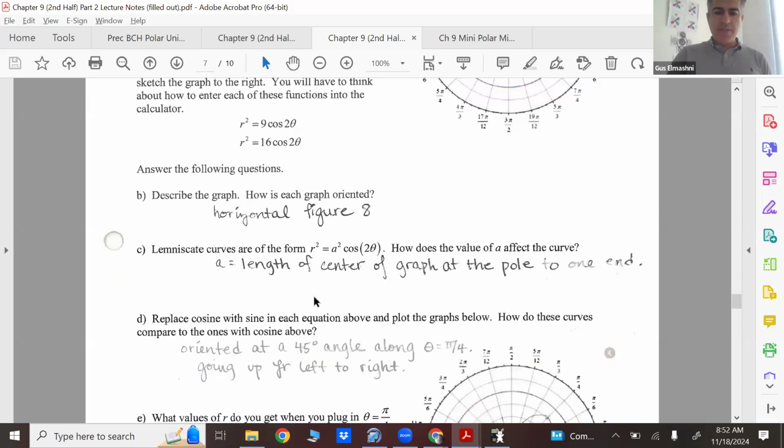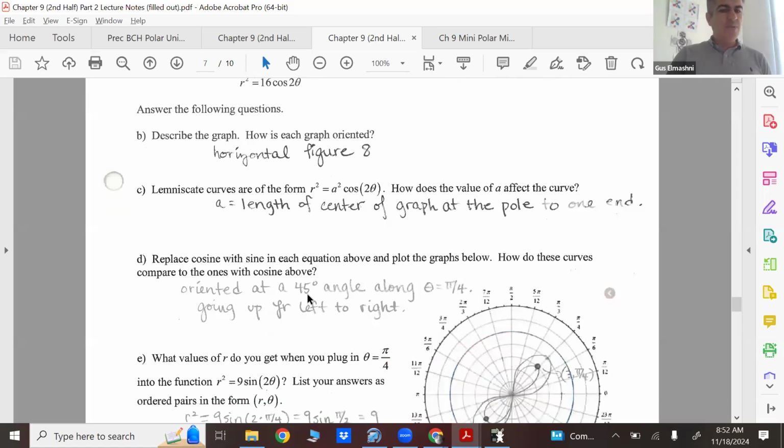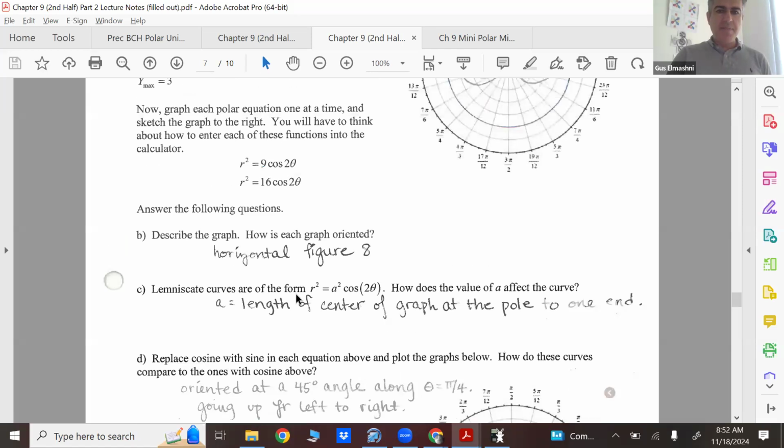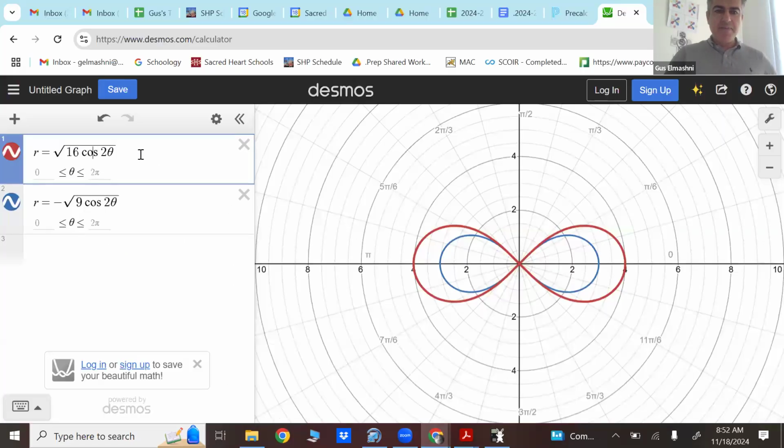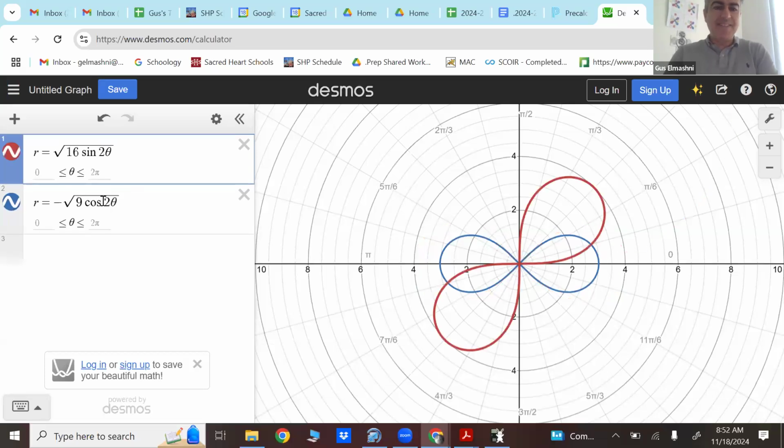And what if you replace the cosine with sine? Now it gets a little funny if you do that. It gets a little funny. If you replace the cosine with sine, yeah, it does that.